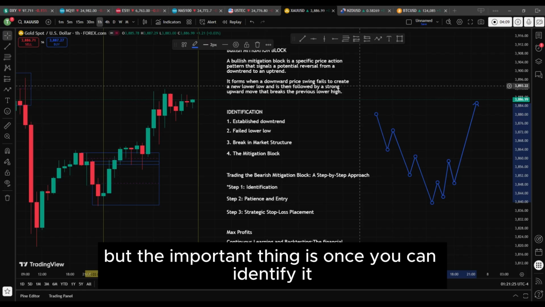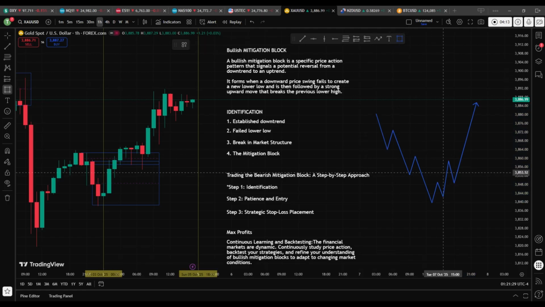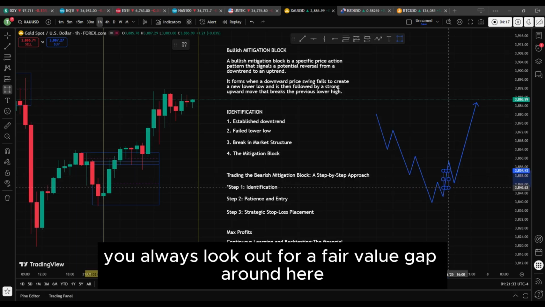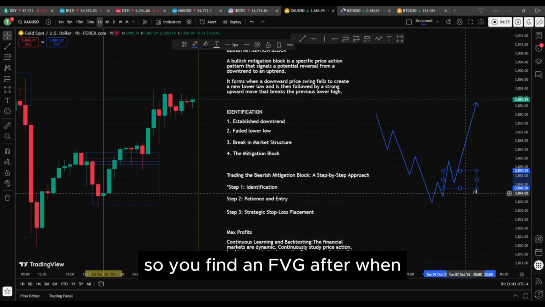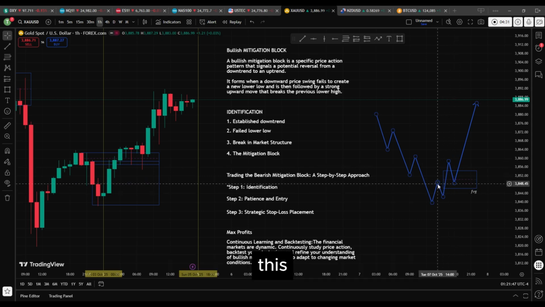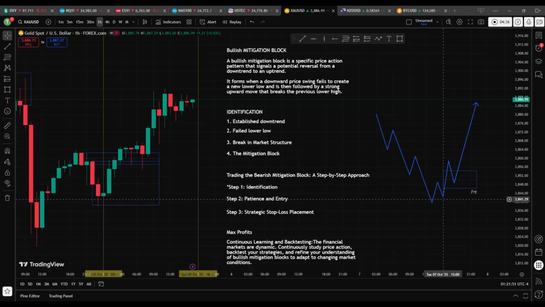The important thing is once you can identify it, that's where you call all your discipline and mindset into action. You always look out for a fair value gap around here. A fair value gap always invalidates this setup. Say you find an FVG when this impulsive move runs up through this bearish block that failed to make a new lower low.